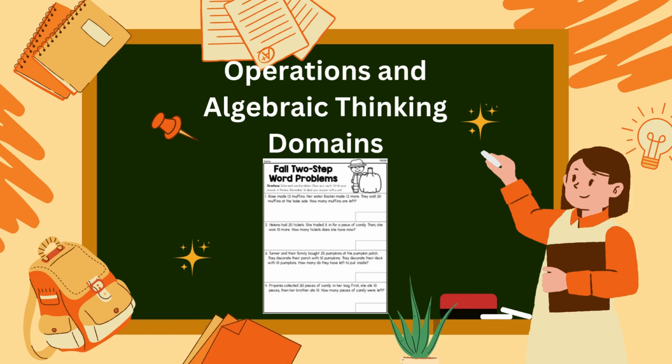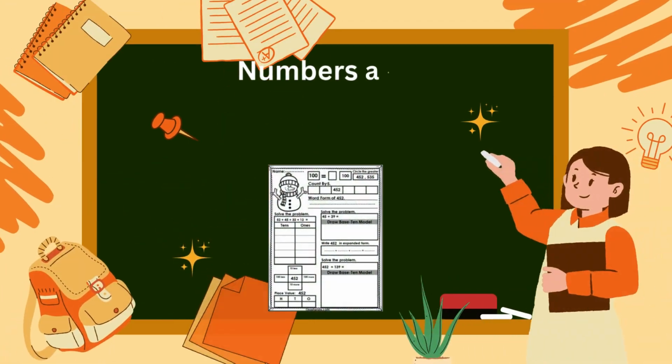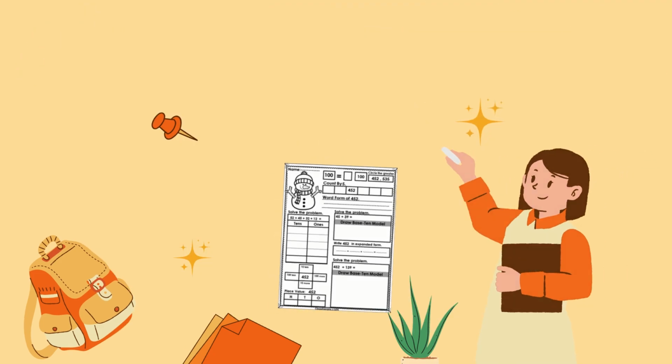Another domain is the operations of algebraic thinking. Students transition from simple addition and subtraction to solving two-step word problems and exploring and identifying number patterns. Students also expand their knowledge of numbers and operations in Base 10. They not only build on the concepts learned in first grade, but also expand their knowledge to understand place values and learn to work with numbers in the hundreds and eventually in the thousands.